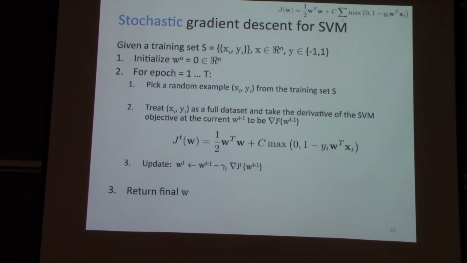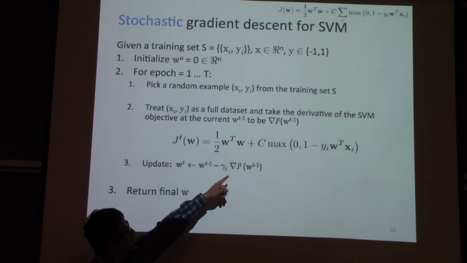So every step, you just randomly sample a data point from the training set. You just choose uniformly at random from the data set. Get one point, and pretend that your training set only contains that one data point. So now your objective function only contains this one data point.